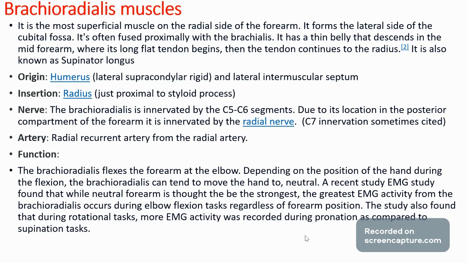The greatest EMG activity from the brachioradialis occurs during elbow flexion. The study also found that during rotational tasks, more EMG activity was recorded during pronation as compared to supination. So pronation is taking the hand downward and supination is taking the hand upward.